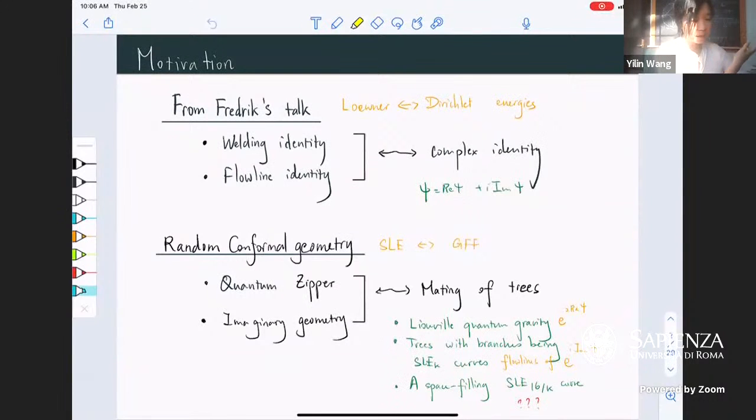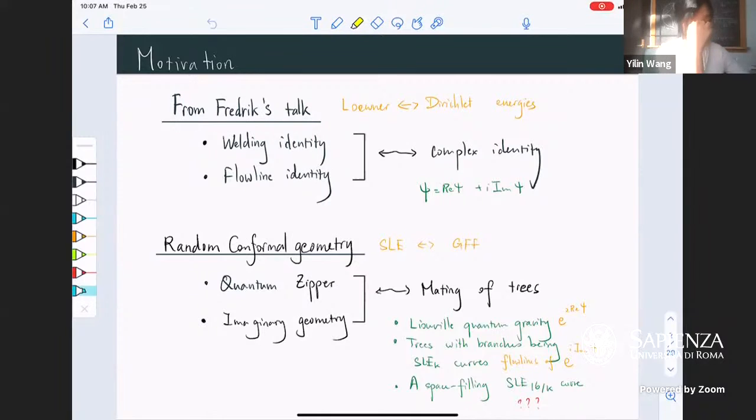And the intriguing part is that this welding identity and flow line identities seem to be quite different. In the welding identity, the curve is totally independent of the field, and in the flow line identity, the curve is determined by the field. However, they can be expressed together in one complex identity. So we started to ask ourselves, what is this complex identity really saying, and what is the stochastic analog of that?